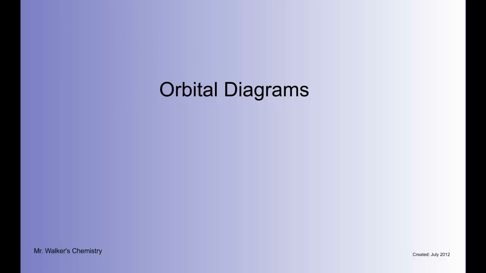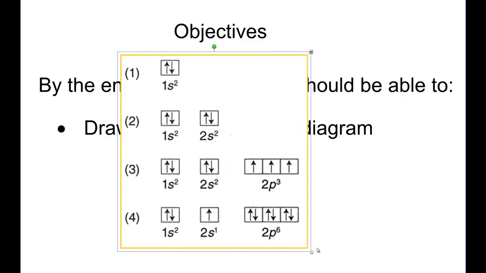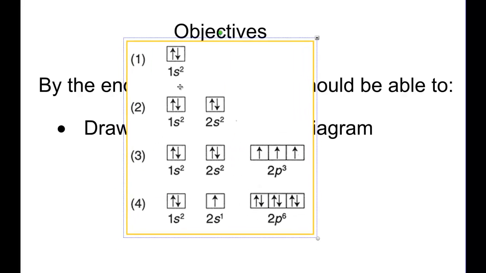Today we're going to be covering orbital diagrams, and this goes along with our electron unit that we've been in. Okay, so the objective. By the end of this video you should be able to draw an electron orbital diagram. So what is an electron orbital diagram? Well, here are 4 examples. Okay, so let me explain what this is.